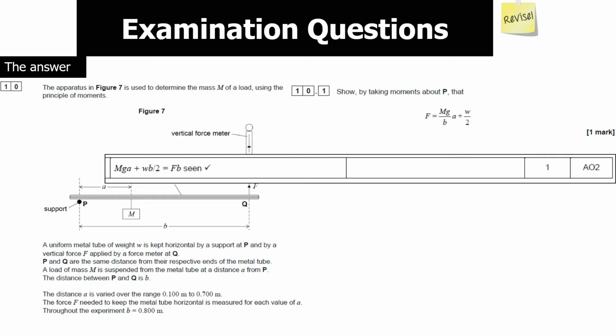So it's going to be mg times a distance of A, and it's also going to be W times B over 2, because what in fact is W? It's the weight, and you should always remember that for a uniform object, there's a weight acting at the center of mass, which we can consider to be the center of the object. So that's going to be B over 2 away from P. So you add those two ideas and you equate them to the anti-clockwise moment. You can then rearrange to make F the subject, and you get your answer out.